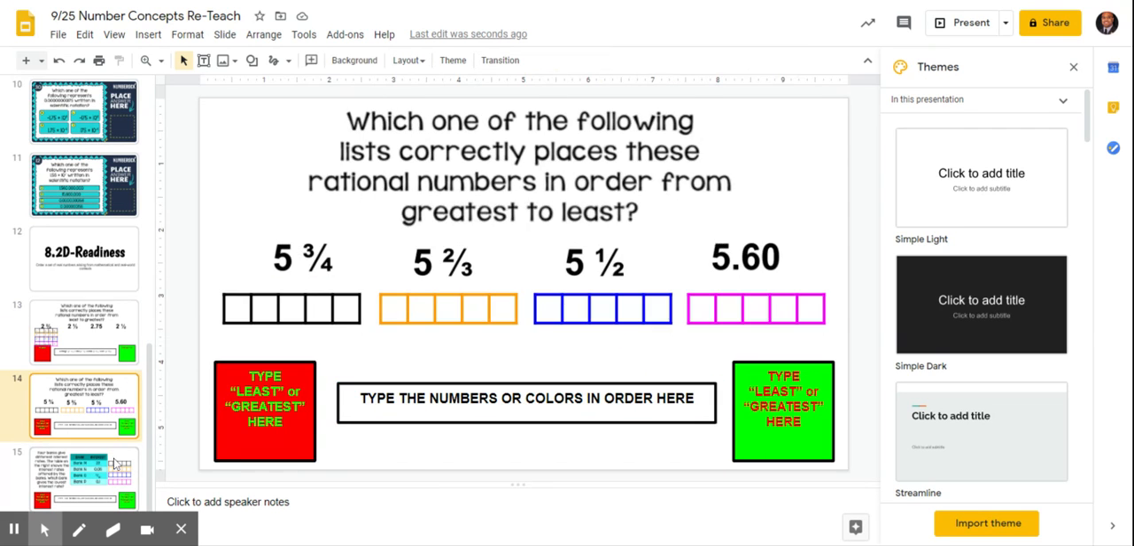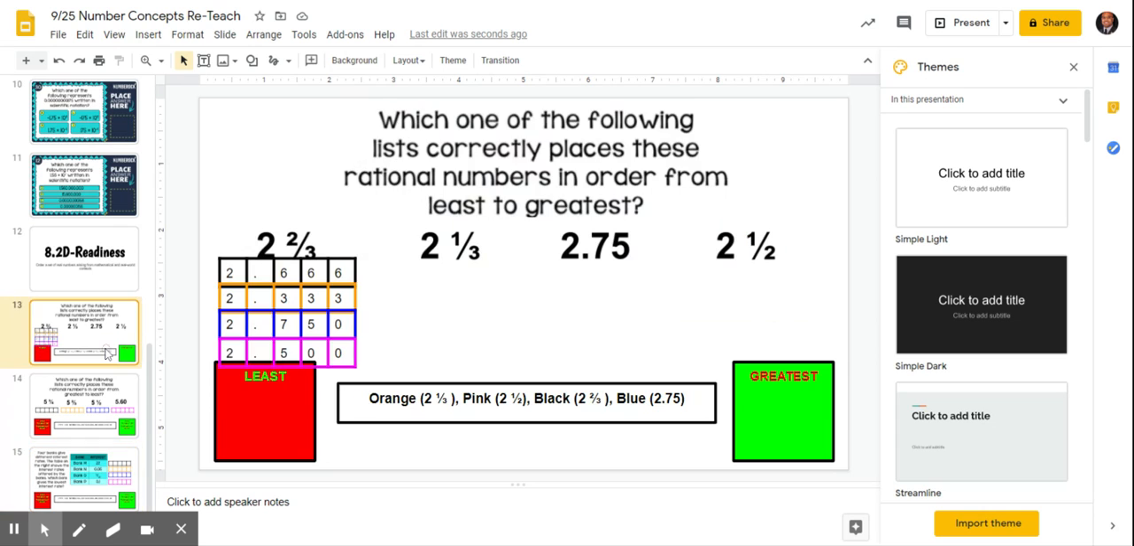Do likewise for slides 14 and 15. Now, if you've watched all the videos, I've done one of the problems for you every single time.